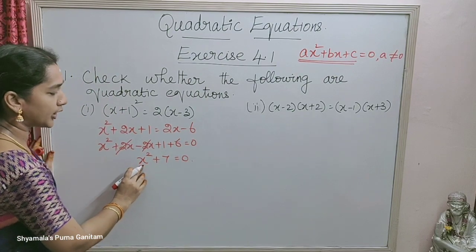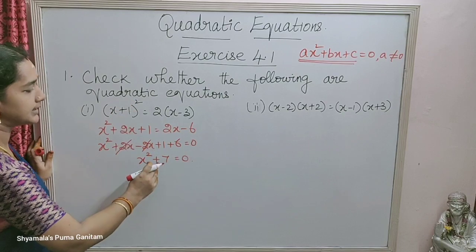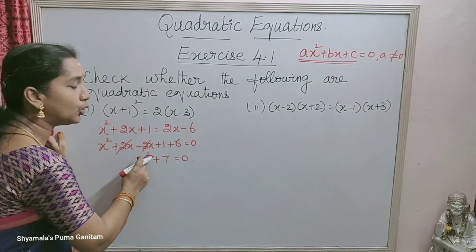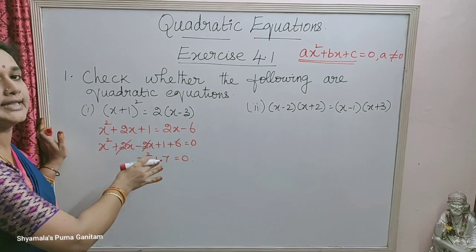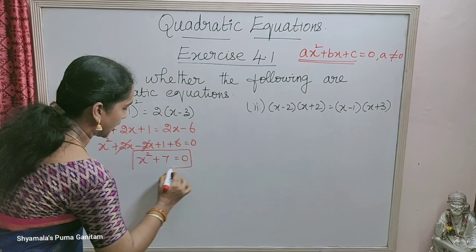So here the coefficient of x squared is 1. We don't have bx, but the highest power is the only thing we will consider. The highest power is 2, so we will say this is a quadratic equation. So this is a quadratic equation.